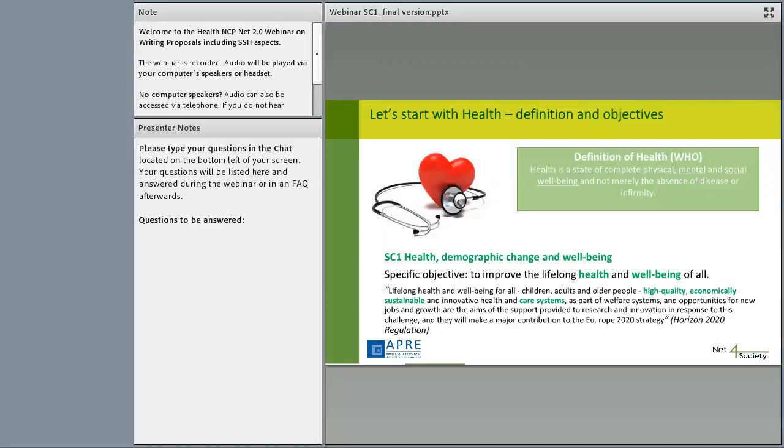So let's look at the more specific activities related to this objective: lifelong health and well-being is for all children, adults and older people, and the aim is to provide high quality, economically sustainable and innovative health and care systems as part of welfare systems. And these are all aspects that make up the health concept. So health is not only medical, not only physical, but also related to society, to social aspects, to psychological aspects, to behavioral aspects.